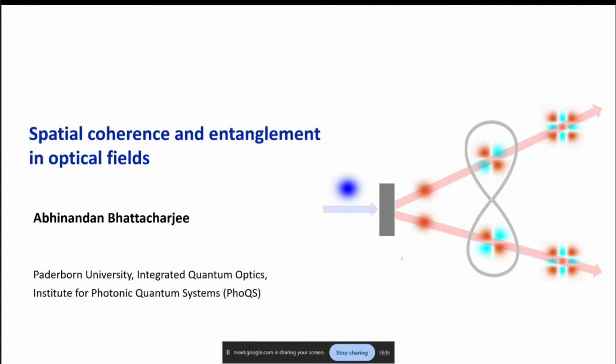Today's speaker, Dr. Abhinandan Bhattacharjee, is a postdoctoral fellow at Paderborn University. He's from my home district actually, Halakandi, which makes me especially excited to welcome him. Dr. Bhattacharjee completed his master's in physics from IIT Guwahati and earned his PhD from IIT Kanpur, specializing in quantum optics and optical coherence. His research focuses on spatial coherence, quantum entanglement, and advanced sensing techniques in optical fields, with applications in quantum information, imaging, and ultrafast optics.